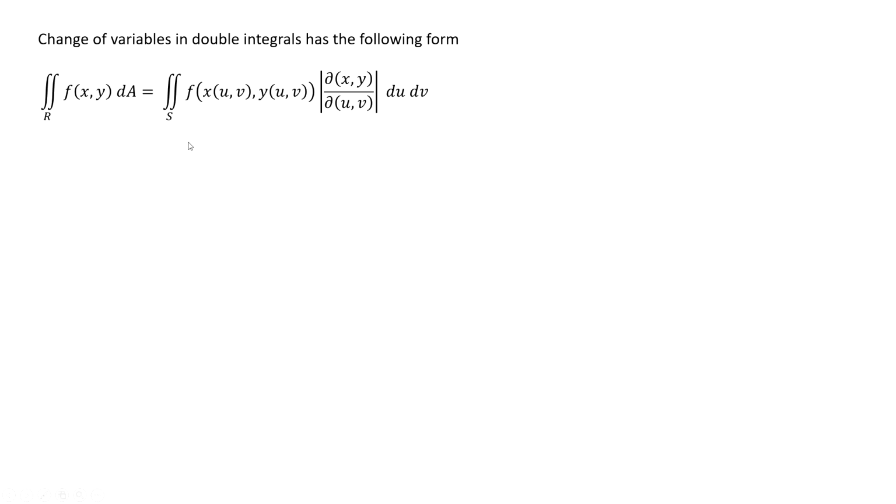So this is something that you need to memorize. And also, let's watch this guy. How come r became s? That is to be expected, right? Our variables are no longer x and y. They are u and v. So that means the region that we were integrating in the xy plane, in the xy system, is probably transformed to a different region. And that different region in uv is s.